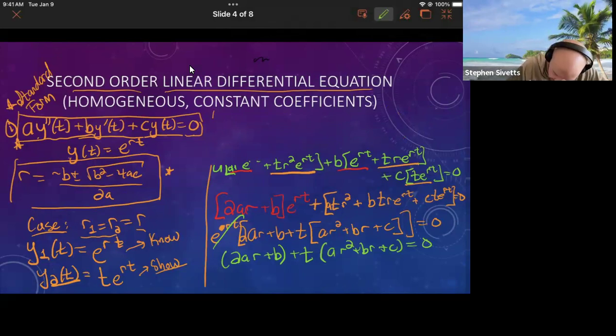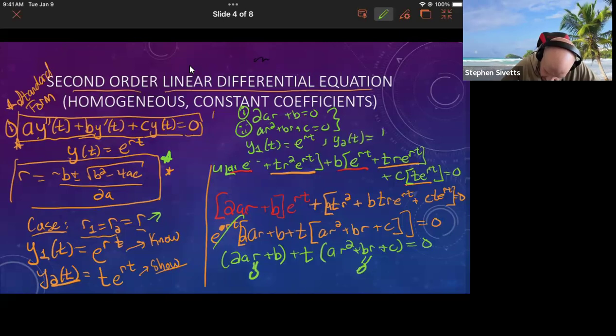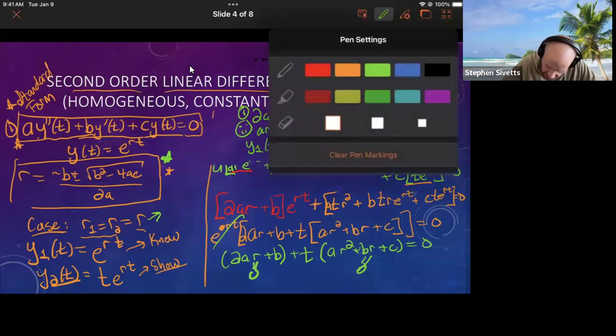So we have 2ar plus b equals 0, and ar squared plus br plus c equals 0. We know this is true since r is a solution for this quadratic equation, right? So this equals 0, and this also equals 0. So that's true. So what that means is y1 of t equals e to the rt, and y2 of t equals t times e to the rt are solutions to the differential equation, right?